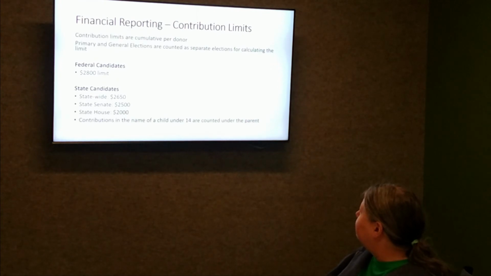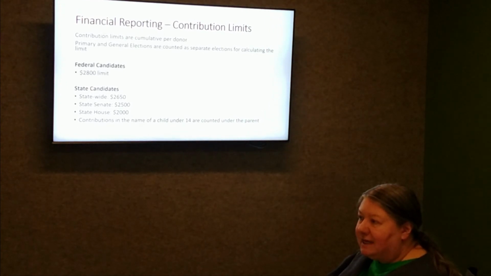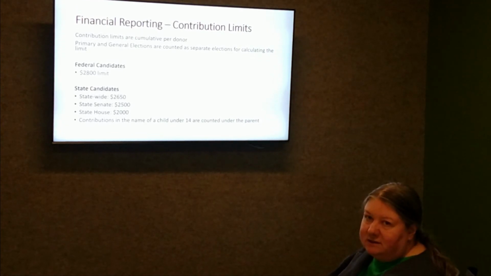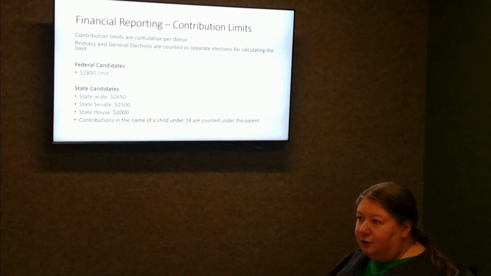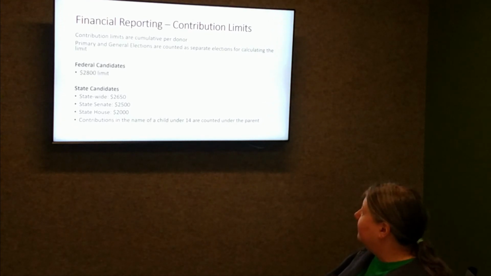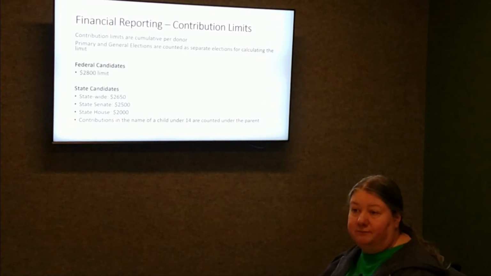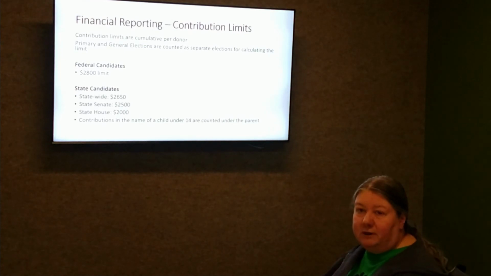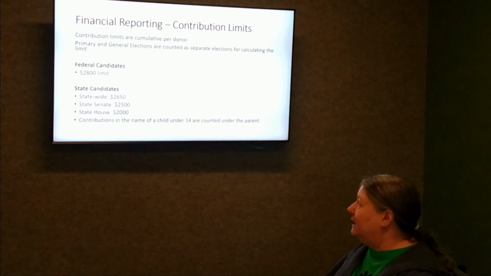Okay, so the contributions are cumulative per donor and per election. The primary election is counted separately from the general election in November. So if you have an opponent in the primary, then your contribution limits start over after the primary if you win. If you don't have an opponent, you're not really in the primary, then it's just the full cycle.